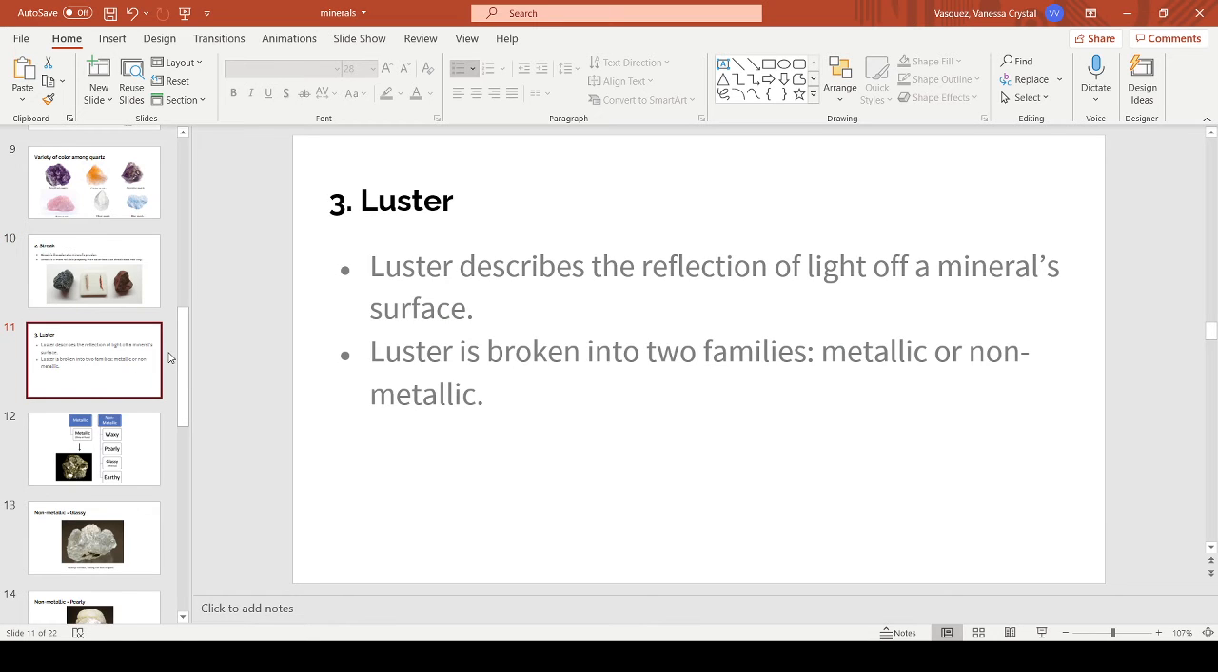The third way to identify a mineral is luster. Luster describes the reflection of light off a mineral's surface. Luster is broken into two families, metallic or non-metallic. So we're not looking at the color of the mineral, but we're looking at how the reflection of light looks on the mineral surface.